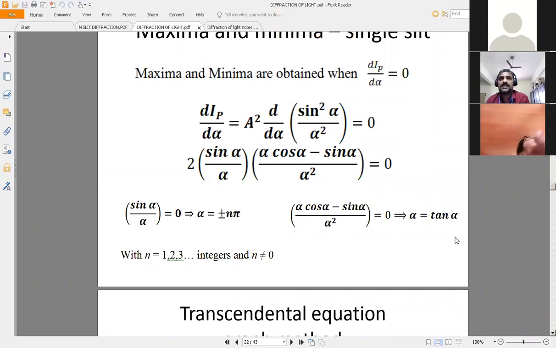Sin alpha by alpha going to 0 gives you minima except the n equal to 0 case. That n equal to 0 case gave us the principal maxima. Please try to understand the concepts: n equal to 0 will give you principal maxima. Other than n equal to 0, the rest of the n pi will give you minima, and alpha equal to tan alpha gives you secondary maxima. Principal maxima, secondary maxima, and minima. These are the three things, right?